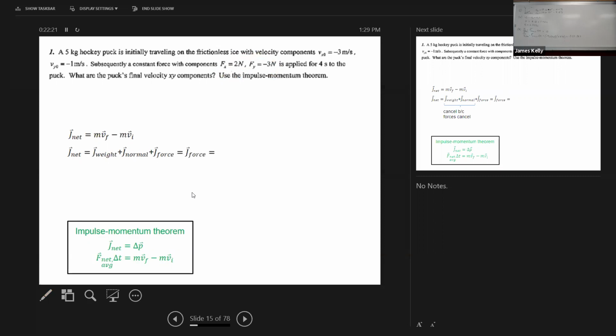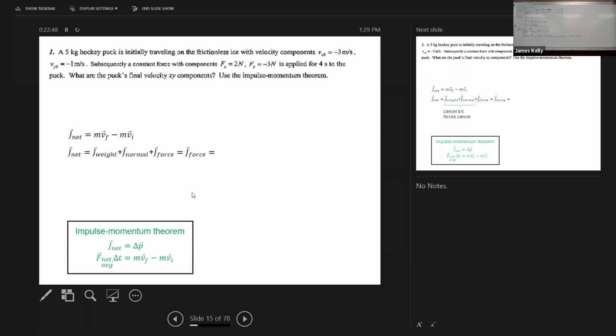Now I just threw the first 2 away. It looks like here, I said this is the impulse delivered by weight plus the impulse delivered by normal plus the impulse delivered by the force that's given. And here I've just thrown the first 2 away. Why did I throw the first 2 away? Yeah, they balance each other out.